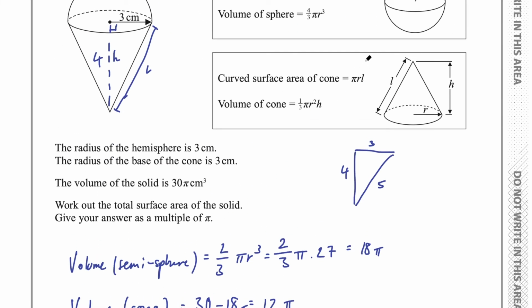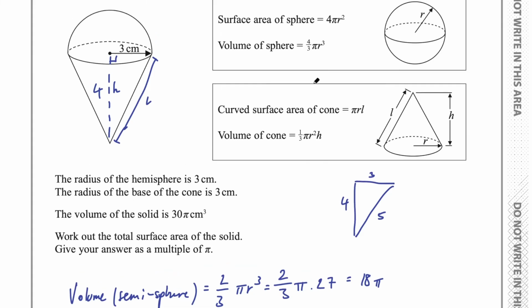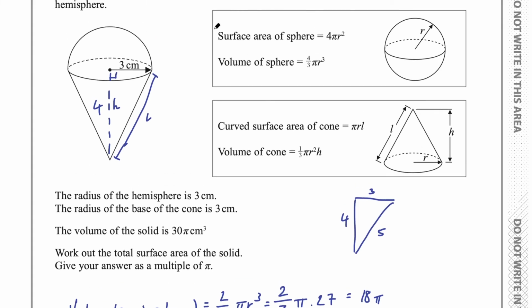Now we have all the variables we need to work out the surface area of the cone. We have the radius and the slant length. And we also have what we need to work out the surface area of the semisphere, which will just be the surface area of the sphere divided by 2. Okay, so let's go ahead and use these formulas to work out the total surface area.